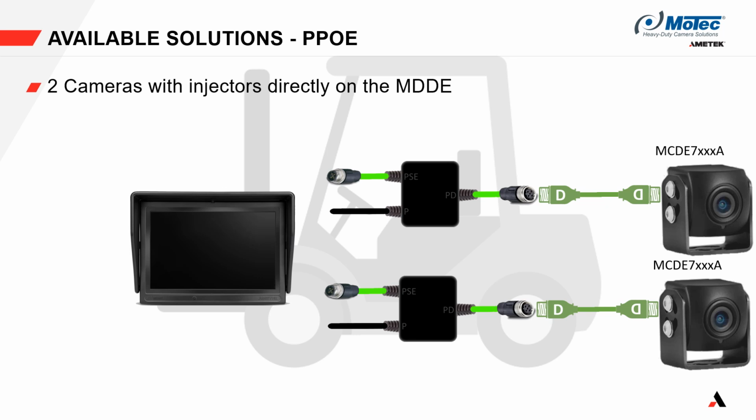Let's take this forklift for example. The forklift has two cameras and a monitor that already features two Ethernet ports. So it is not necessary to add a switch to the system, which would increase the overall system costs and complexity. In this simple application, it is best to use two passive PoE injectors to power the cameras from the same power supply as the monitor and connect the cameras directly.